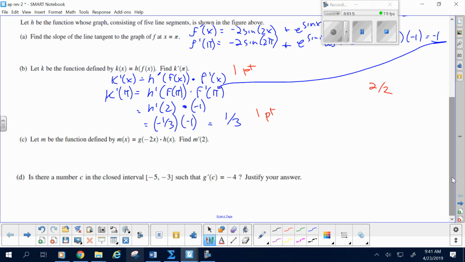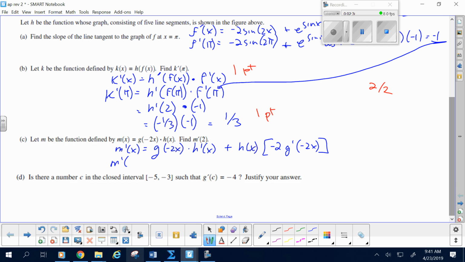Part C, you've got a product and a chain. So in this case, to find m prime, you're going to have to use the product rule with a little chain rule thrown in. So I said first stays the same, g of negative 2x, times the derivative of the second, which is h prime, plus, not minus, that's quotient rule, plus second stays the same, h, times the derivative of the first. What's the derivative of g of negative 2x? Negative 2 g prime of negative 2x, right? That is the first point. Did you find m prime of x?